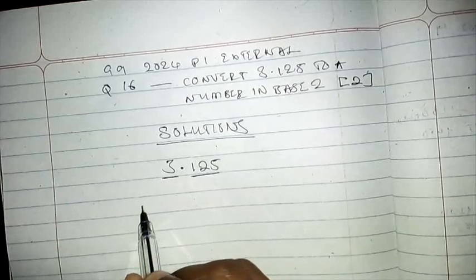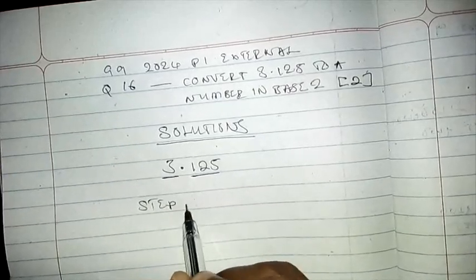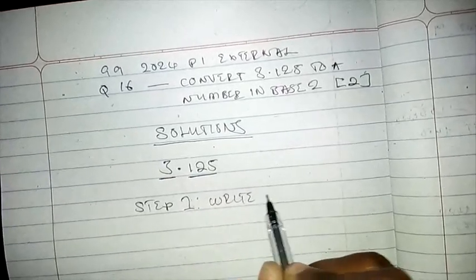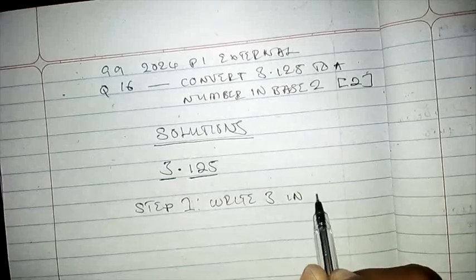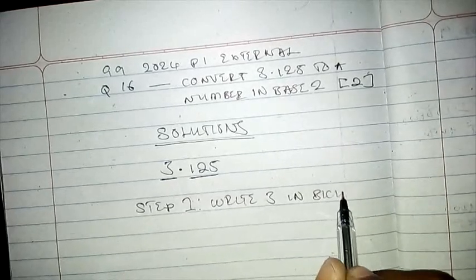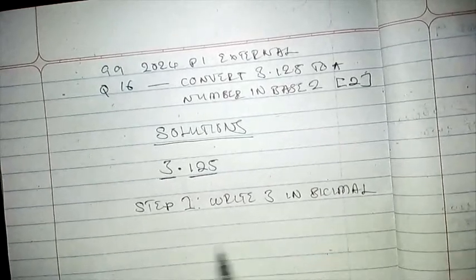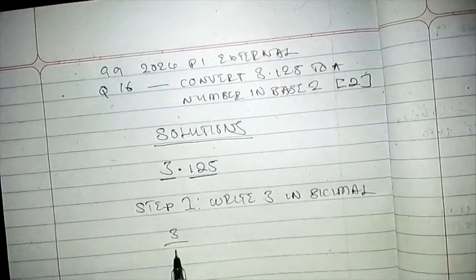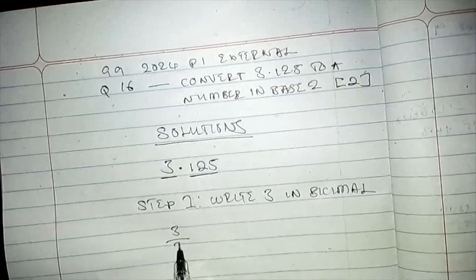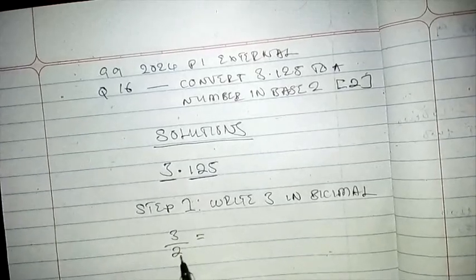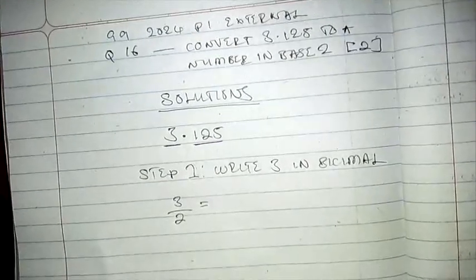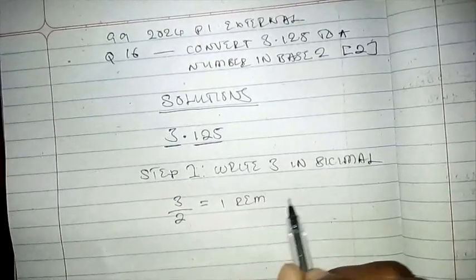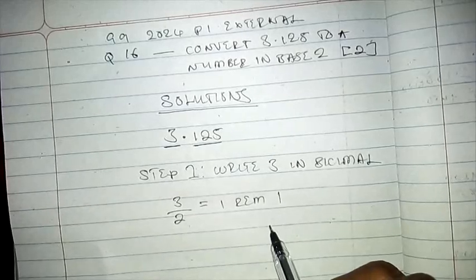Let me put it as step 1. So step 1, we write 3 in bicimal, as we like to call it. So how do we do that? We repeatedly divide 2 into 3, like so. So what is 2 into 3? 2 into 3 is 1, remainder 1. So we write the remainder like so.